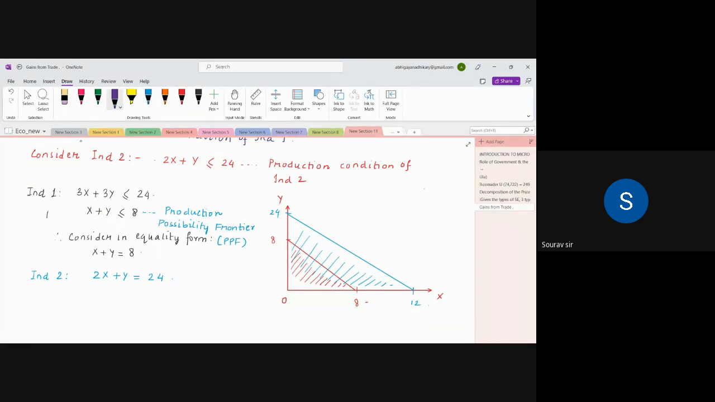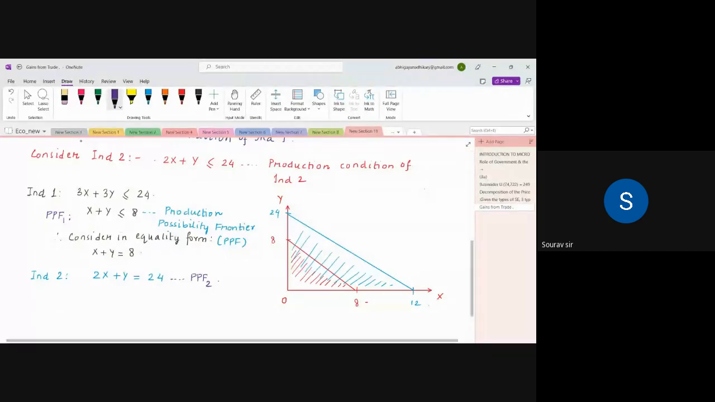So this is my PPF1 and this is my PPF2. Okay. So this graph tells me about the entire production possibility of the individual. All right. So this is the first part of the story.